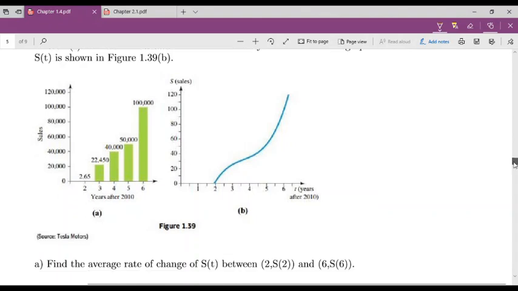Okay, so it says find the average rate of change of S of t between 2, S of 2 and 6, S of 6. The reason I put the graph here is to give you a visual. So let's use something kind of bright. 2 and S of 2 just means you go to 2 on the graph, and wherever it hits your line, that's your point. And do the same thing with 6. So we'll go to 6, and we'll try to go up here as straight as we can. So S of 6 hits maybe about right there.